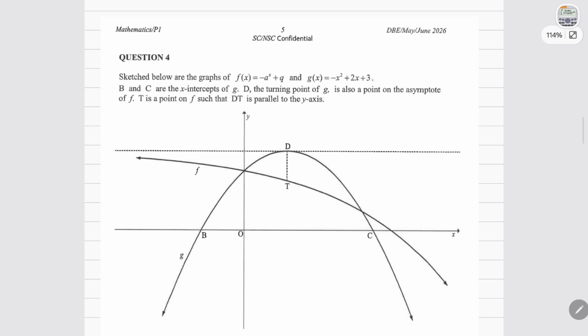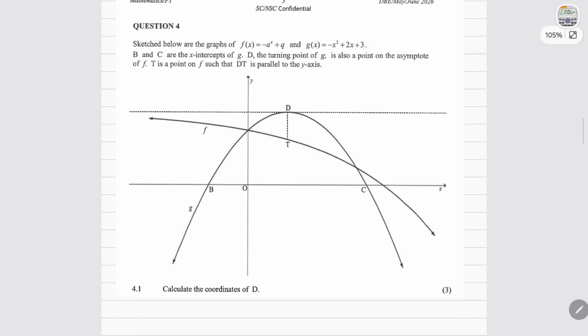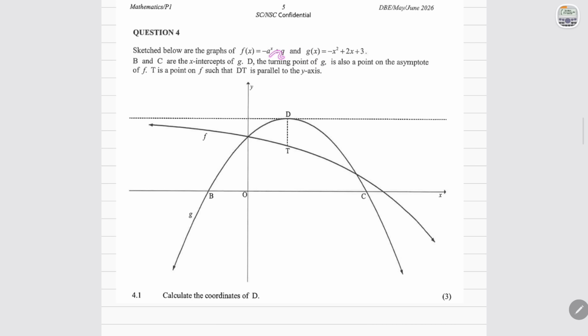Okay, so question 4 says, sketch below are the graphs of f of x, which is equal to negative a to the power of x plus q. So that is an exponential function, and you can see that it is decreasing, and it's below the asymptote that we have there. And then g of x is equal to negative, and this is a parabola. It's a sad face or concave down parabola.